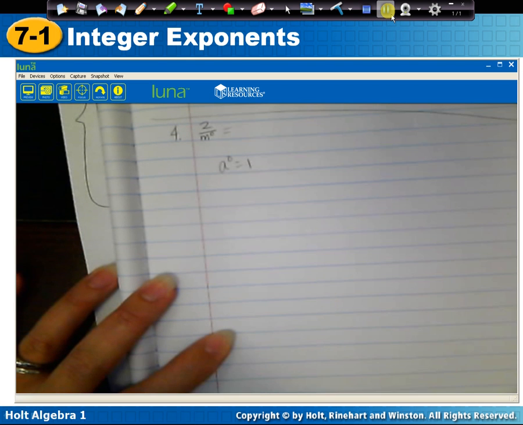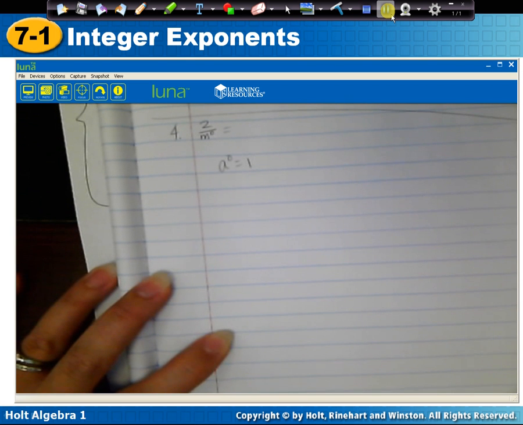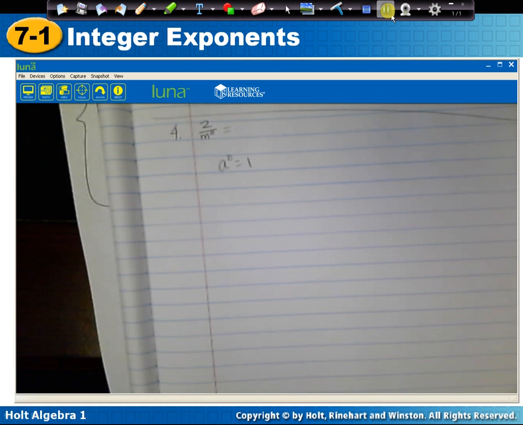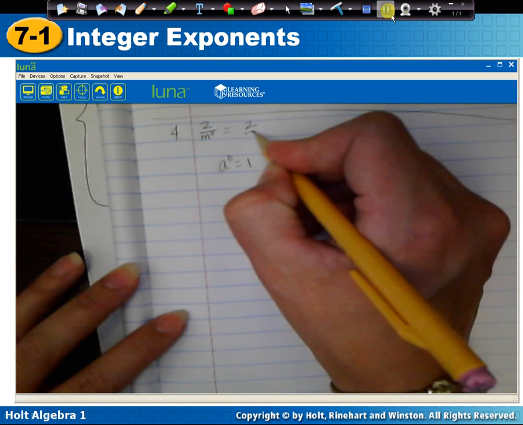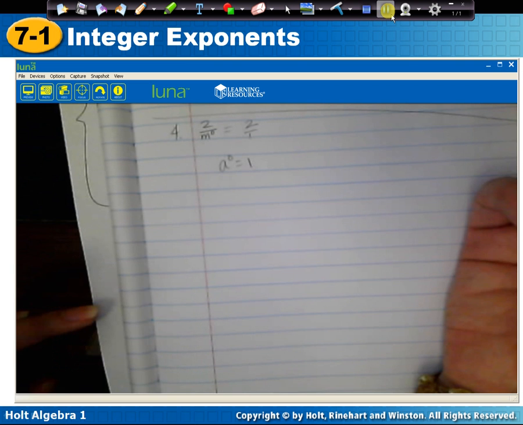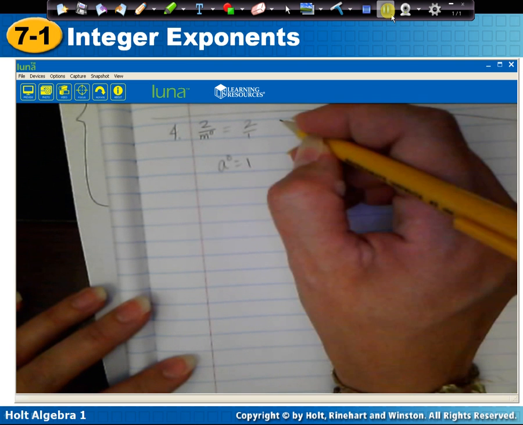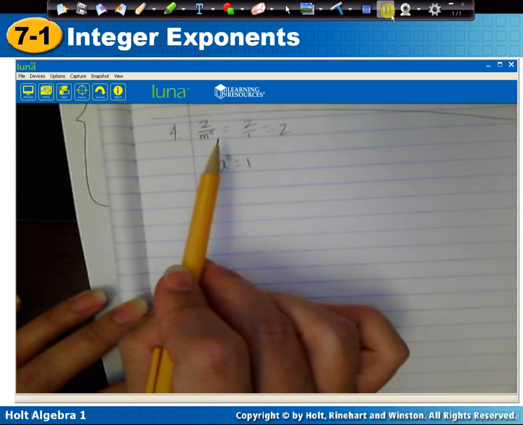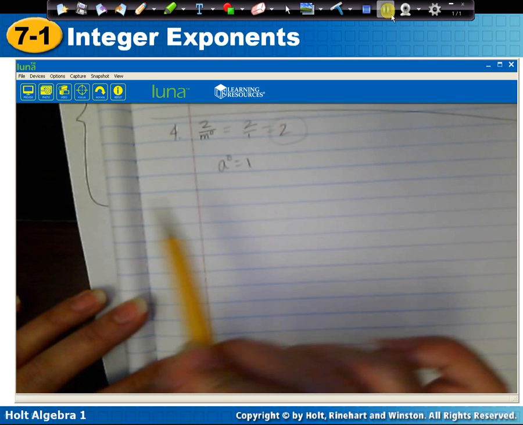Hopefully you've taken a moment to try to figure that out. M to the 0 is going to be 1. We don't even have to know what m is because we know that no matter what, as long as it's not 0, anything to the 0 power equals 1. So it's the same thing as saying 2 over 1. And we also know that 2 over 1 is the exact same thing as saying 2. So 2 over m to the 0 power is equal to 2. So that's your answer.